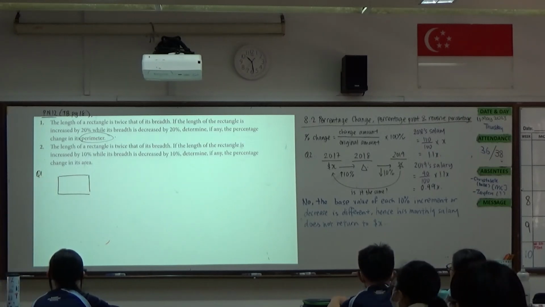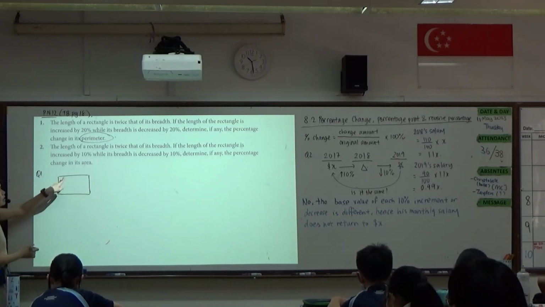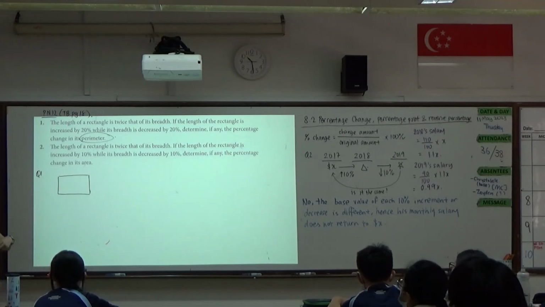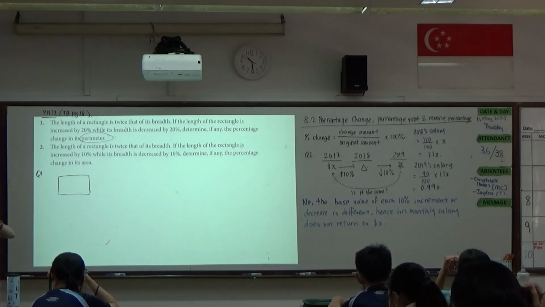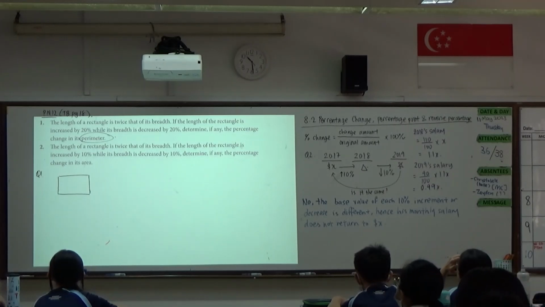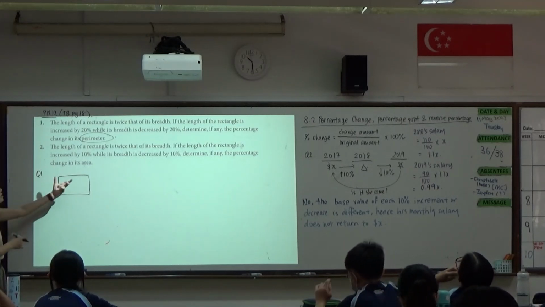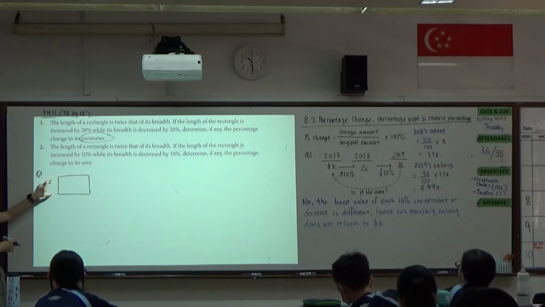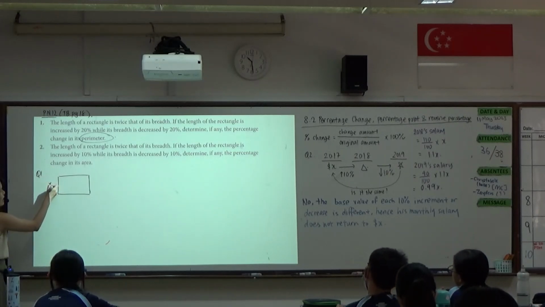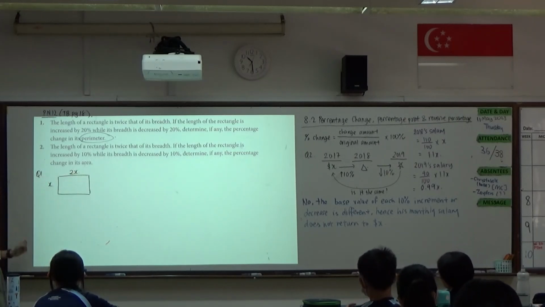Okay, so we are looking at a rectangle. Let's draw something out to understand the question. We know that the length is twice that of its breadth. We cannot give a number, right? Because this question did not give you a specific length or a specific breadth. But we can make use of algebra to go in a generic direction. The length is 2 times the breadth. That means if my breadth is x, the length will be 2x.